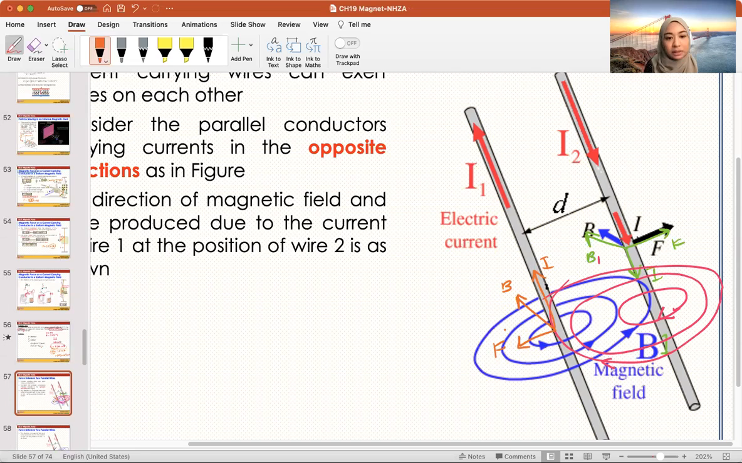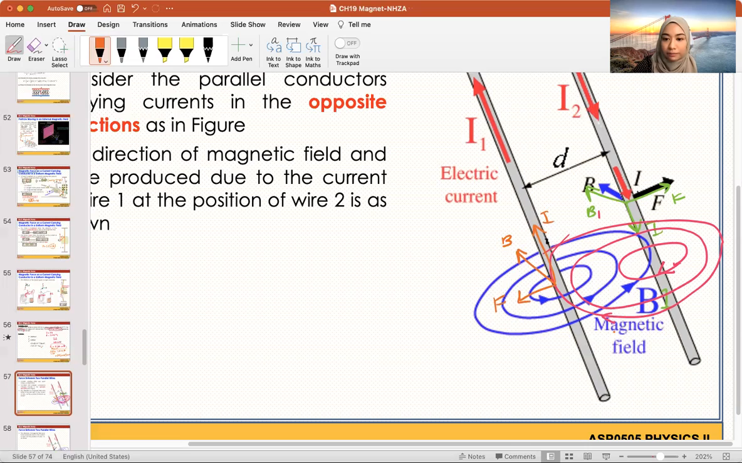So what happened here? Let's do a mental recap. First of all, I had 2 wires. Both have current, right? When we have current, we immediately know that we will have a magnetic field. So I use my right hand screw rule. Conductor number 1 has B that is going anti-clockwise, and conductor number 2 has B that is going anti-clockwise.